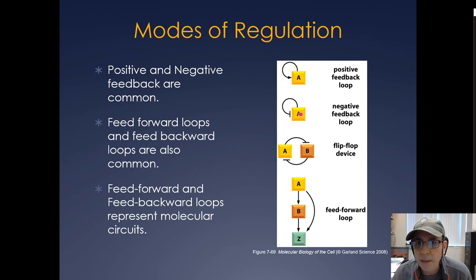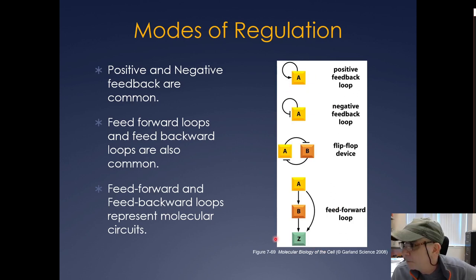A turns on A, and in this case, in negative feedback, production of A will actually shut off A's activity. You can have transcription factors set up in a flip-flop device, where A is repressing B and B is repressing A, and this can oftentimes lead to oscillations. And then you can also have feed-forward loops where A can lead to expression of B and A also leads to expression of Z, and the combination will give higher levels of expression of Z.